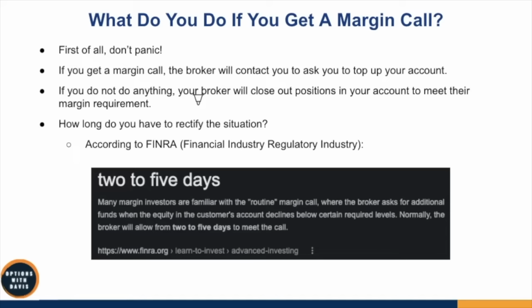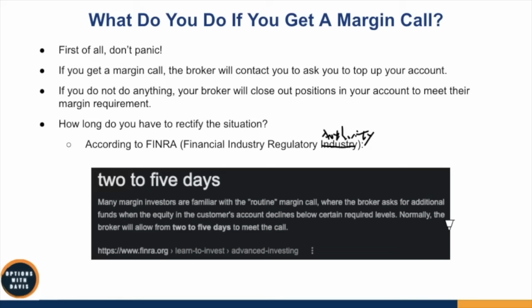So it's very important. What you want to know is, how long do you have to rectify the situation the moment they contact you? Well, according to FINRA, which is the Financial Industry Regulatory Authority, it says that you have roughly 2 to 5 days. You have 2 to 5 days in order to rectify the situation. Many margin investors are familiar with the routine margin call, where the broker asks for additional funds when the equity in the customer's account declines below certain required levels. Normally the broker will allow from 2 to 5 days to meet the call.